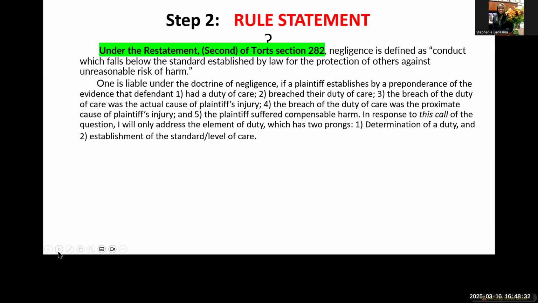What I want you to realize is the way that I'm organizing this: I have an issue, which is an I, and then I'm going to have two mini-RACs. I've got one issue statement. I'm going to do a rule statement, analysis, conclusion for, I'm sorry, got it mixed up. A rule statement, analysis, conclusion for the existence of a duty of care. And then I'm going to do a rule statement, analysis, conclusion for the standard of care. And then I'm going to do one overall conclusion. So I'm giving you an example of many mini-RACs. Okay, here we go.